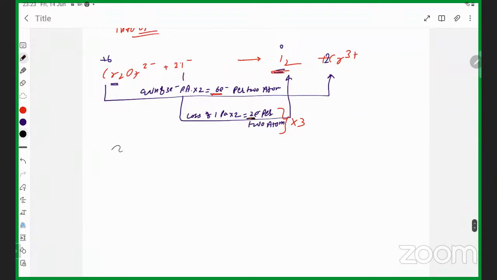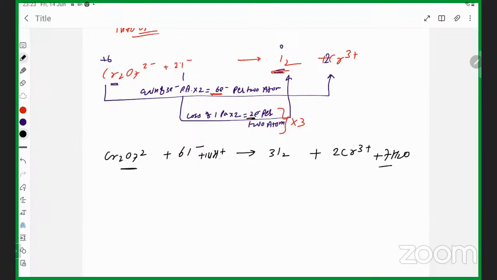So I am writing Cr2O7 2 minus plus 6 I minus gives 3 I2 plus 2 Cr3 plus. 7 oxygen is there, here no oxygen, so that is 7 H2O. Here hydrogen is 14, so here is 14 H plus. You can check the answer. Now it is balanced. Check.